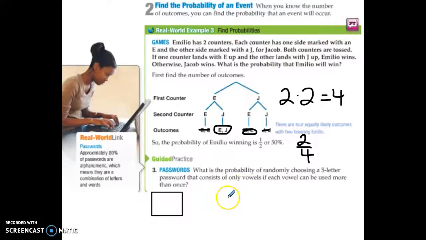Alright. What's the probability of randomly choosing a 5-letter password that consists only of vowels if each vowel can be used more than once? Here's a guided practice for you to try. I'll show you the answer, see if you can get it. Pause it if you want to try it on your own. 5, 4, 3, 2, 1. And here's the answer. Boom. 1 out of 3,125. Okay. So you got 5 letters, 5 are vowels. 5 times 5 times 5 times 5 times 5. 1 out of 3,125.